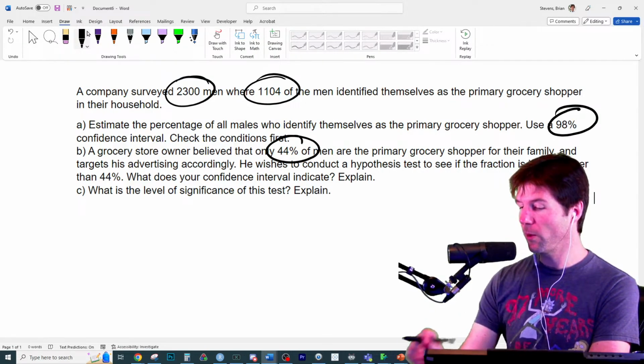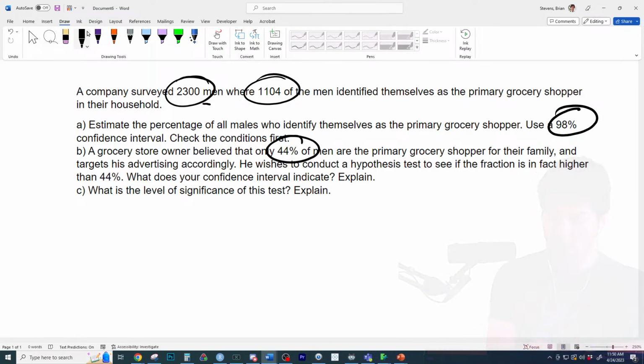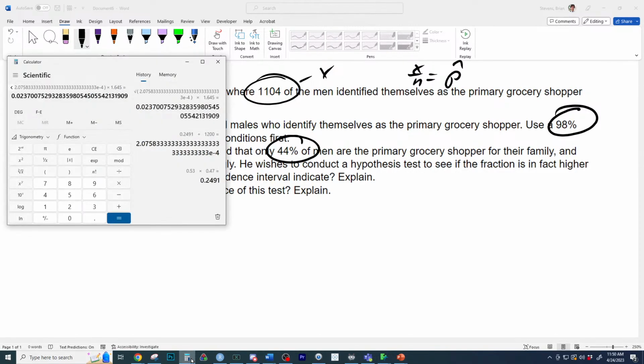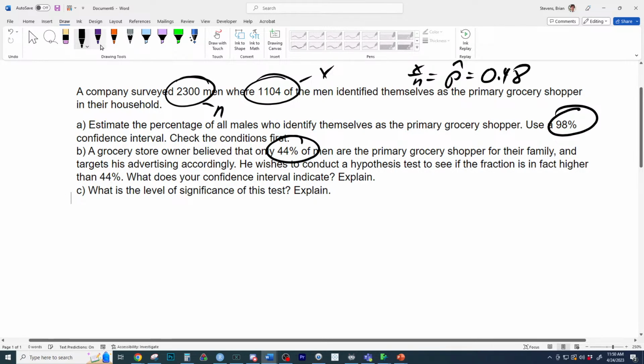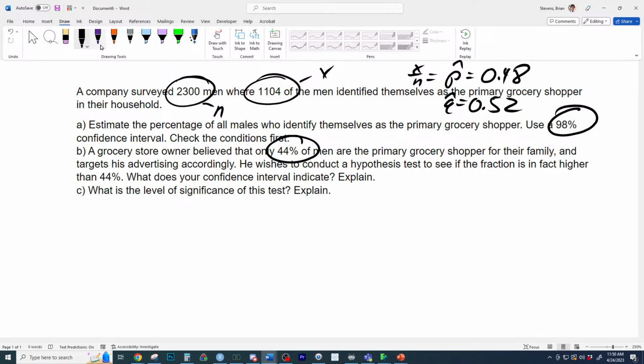The notation we want to get to start is this is N. This is P, excuse me. This is X, and X over N equals P hat, which is the amount of successes over the number of trials. And so P hat is equal to, we'll clear this off right here. There's P hat, 48%. And then we can get Q hat, which is 1 minus P hat.